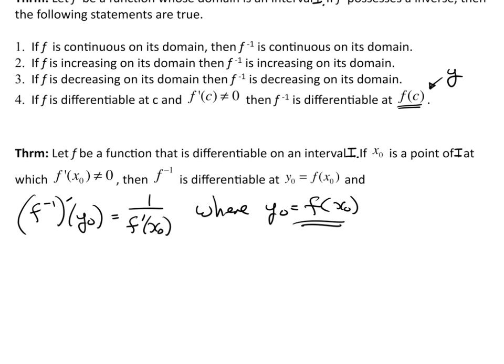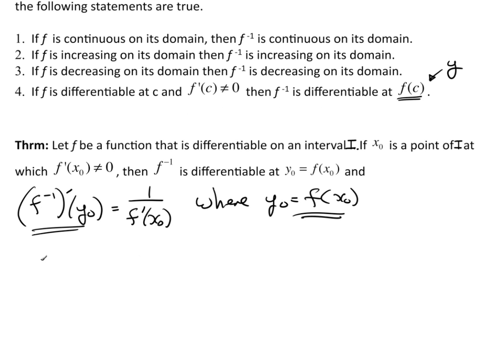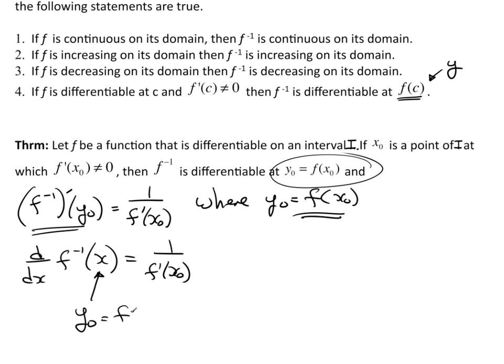Now, what may be a slightly easier way to write this piece, because that does look kind of confusing, is if I simply say d dx of f inverse of x equals 1 over f prime of x naught, where this x, because we write the inverse function as a function of x, is actually y naught, the value of f of x naught.